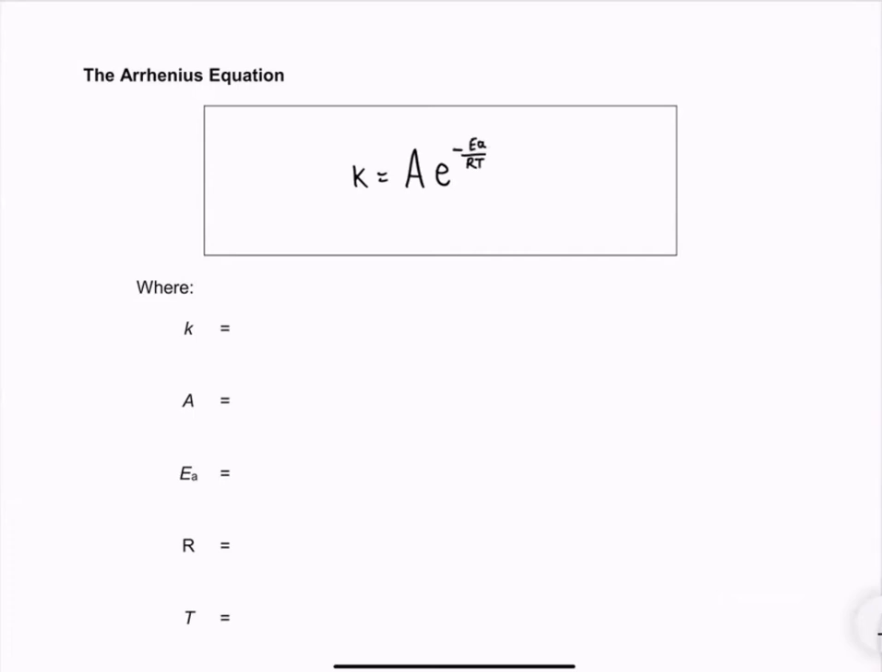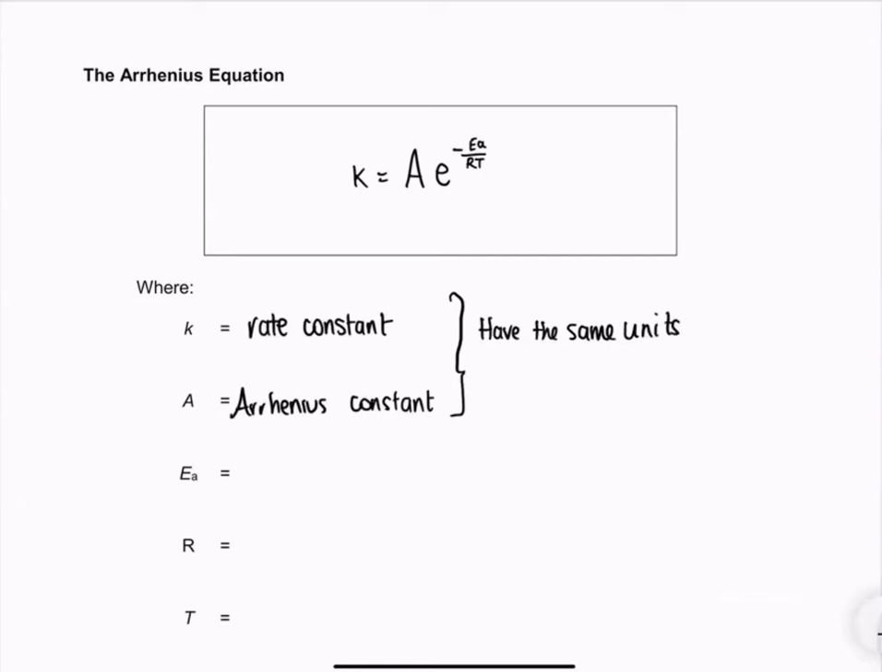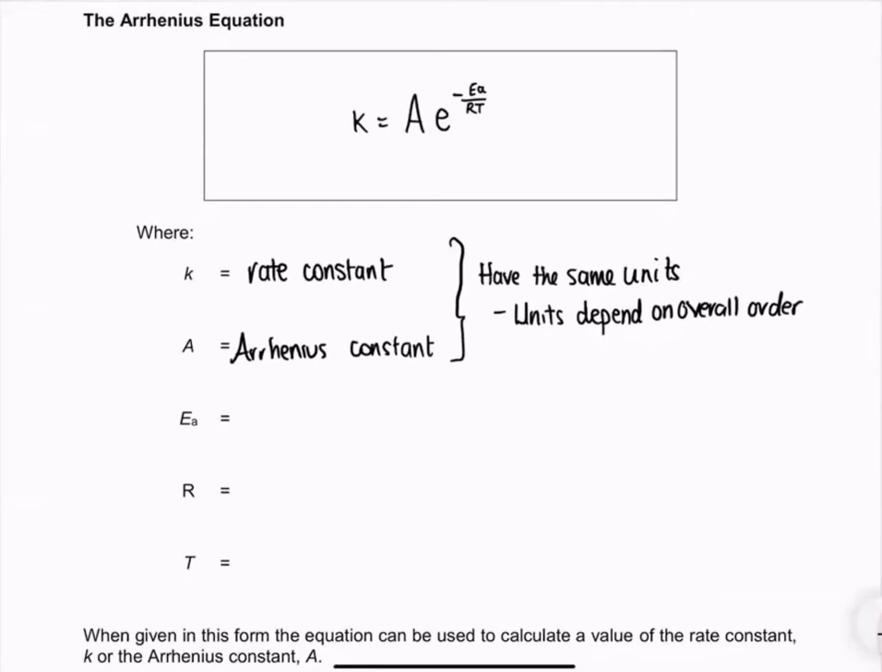So let's just remind ourselves what all these units are. K is the rate constant, and A is the Arrhenius constant. What we can say about these two is that their units are going to be the same. The units we determine from the rate equation. The units depend on the orders, but whatever we get for K, we will have the same units for A. We learned how to work out units of K earlier on, and once we know the units of K, we know the units of A. If we're given the units of A in the question, we've got the units of K.